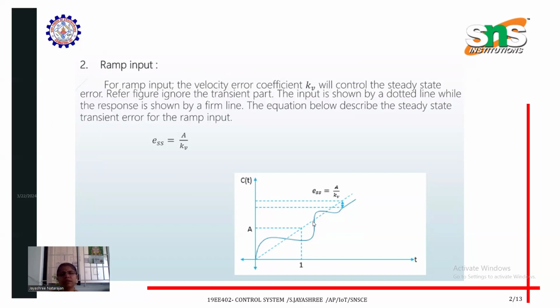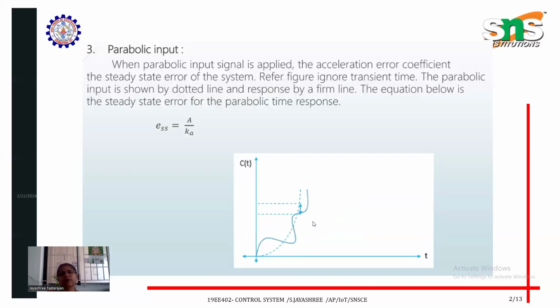Next one is the parabolic input. For parabolic input, the acceleration error coefficient Ka defines the steady state error. In the same way, here ESS equals A divided by Ka. So Ka is the acceleration error coefficient. The dotted line represents the parabolic input, and the solid line is the response. And what is the error? The error is the difference between the actual value and the expected value. The expected value is deviating from the actual value. That is my error.